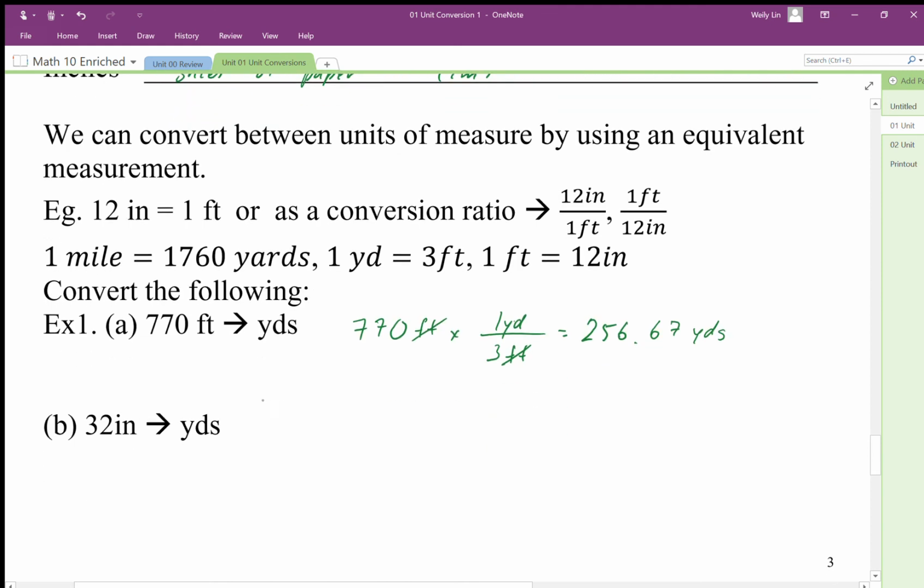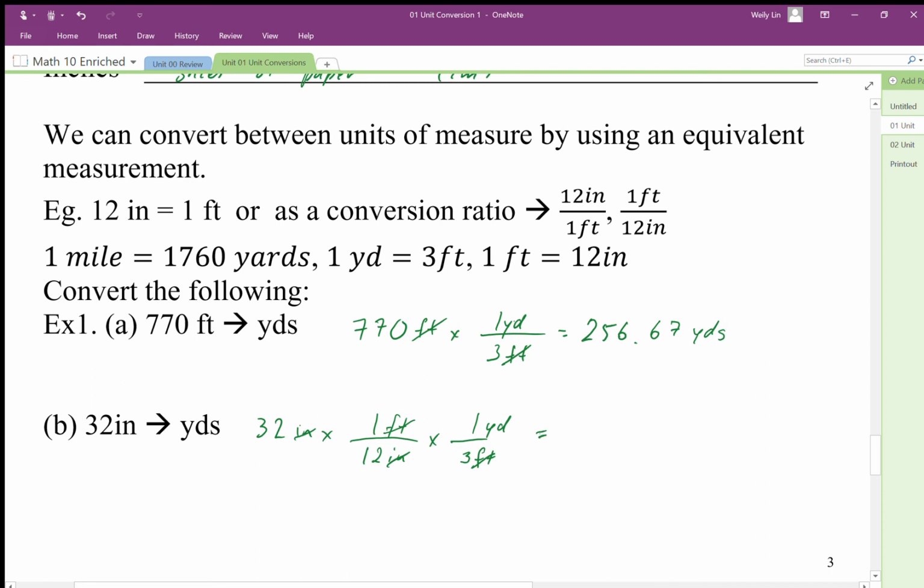Okay, so inches to yards. So we start with 32 inches. And we don't have a direct inch to yard comparison, but we do have inches to feet and then feet to yards. So I'm going to do it like this. I want to get rid of my inches, so I'm going to do 12 inches on bottom so they cancel out, and 1 foot on top. There's my ratio. And then at this point I have feet, and I want to convert it to yards. So I'm going to use 3 feet on bottom. Make sure that the units cancel out, and I end up with yards on top. Yards is the only unit that doesn't cancel, so that's the unit that I end up with.